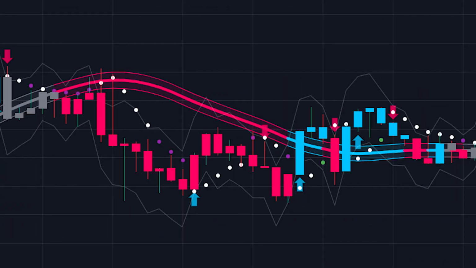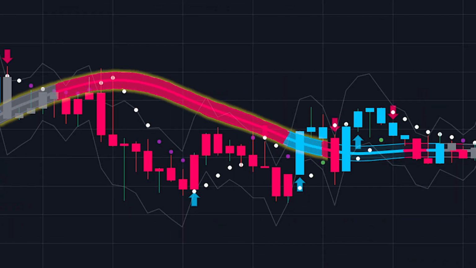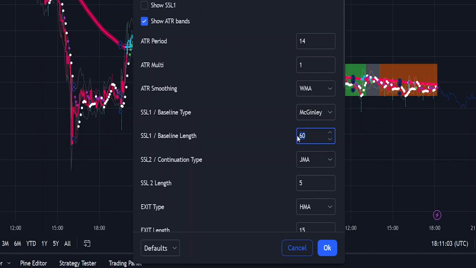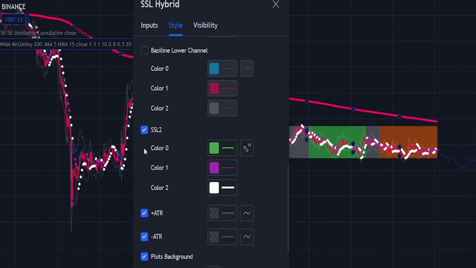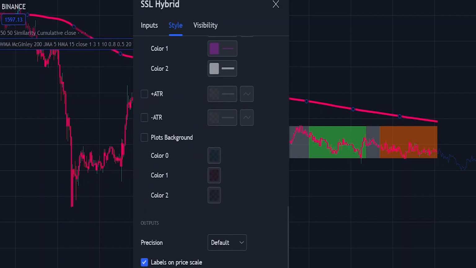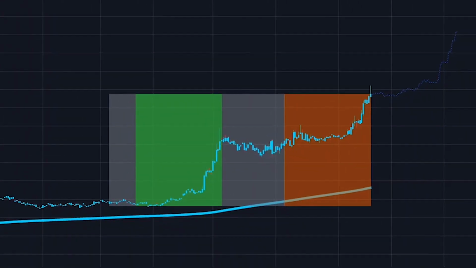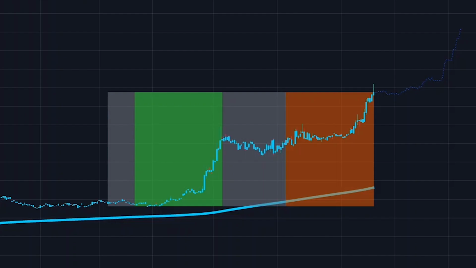This indicator adds a lot of stuff to our chart, but we are only interested in the trend line which this indicator creates, so let's disable the rest. For this indicator, we need to make these modifications. By combining these two indicators, we can create a very effective trading strategy.